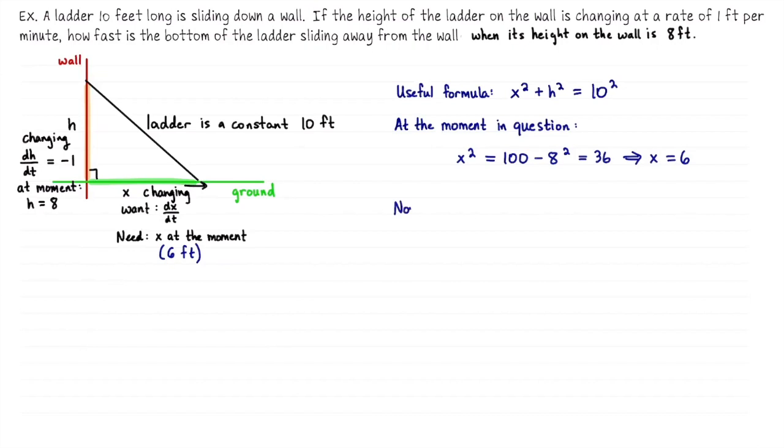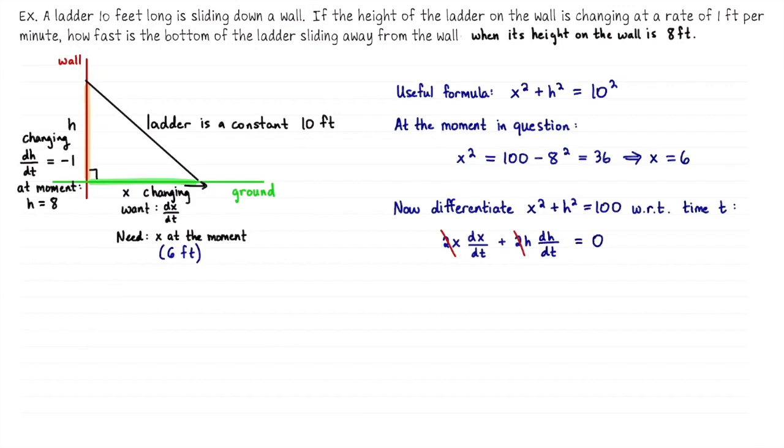Now we want to go through and differentiate every quantity in our useful formula with respect to time, where here x depends on t, h depends on t, and of course the length of the ladder does not depend on t because that's just a constant 10. Okay, so if we differentiate implicitly with respect to time, we get 2x dx/dt from the chain rule plus 2h dh/dt, also from the chain rule, equals 0.